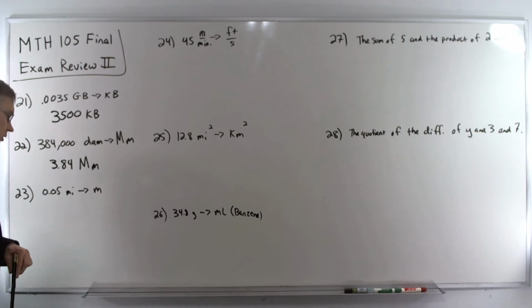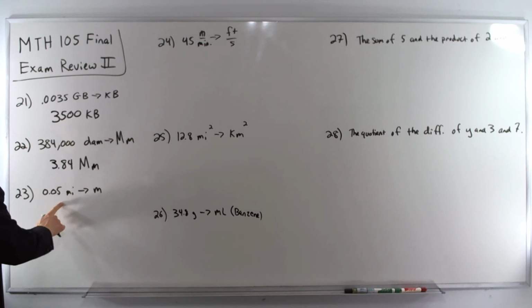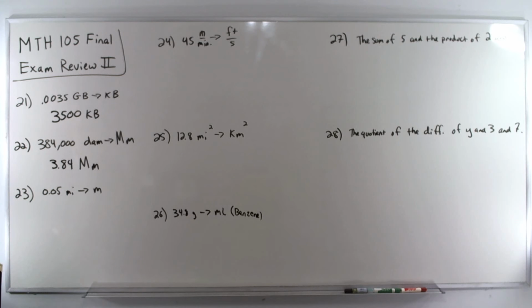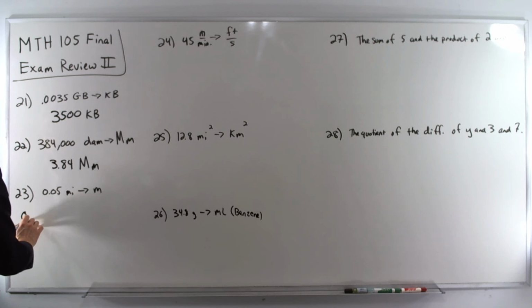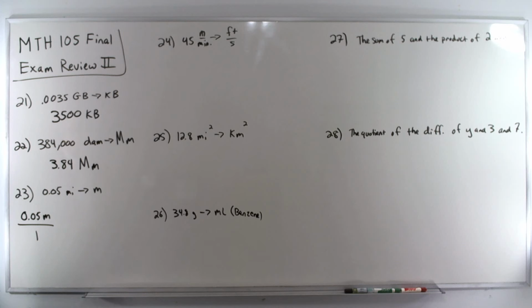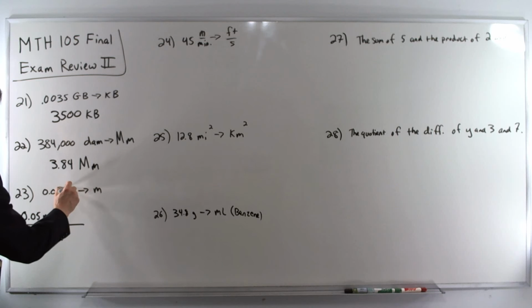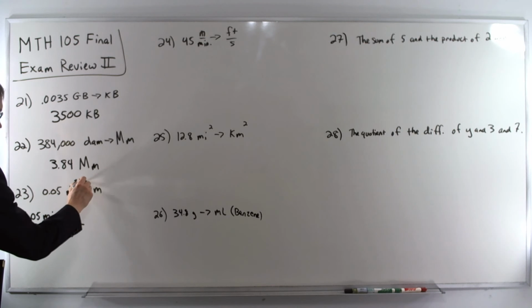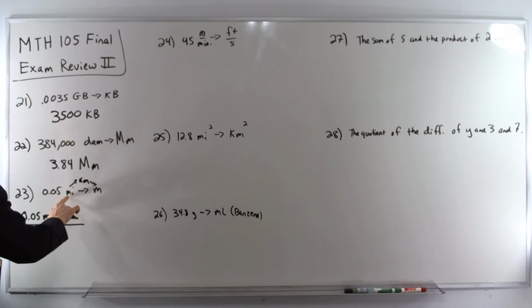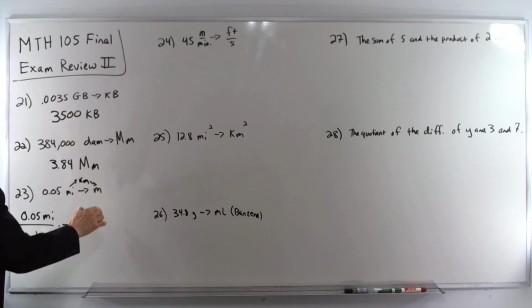Next up, now with these we're going from American units to metric. So we're going to have to use dimensional analysis here. So always start this off with the initial fraction. 0.05 miles over 1. It's not a rate, so we just put it over 1 with no units in the bottom. Now we're going to multiply by a conversion factor. To go from miles to meters, we're going to go through kilometers. So miles to kilometers first, and then kilometers to meters.